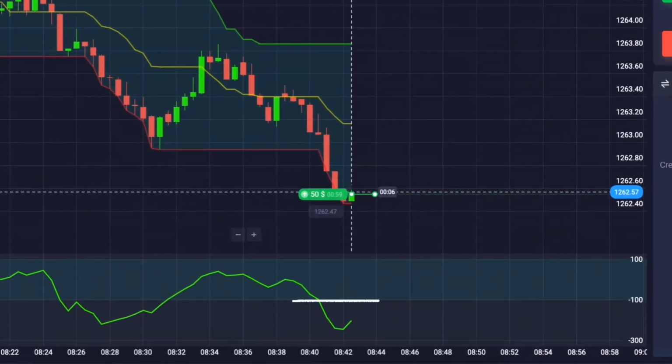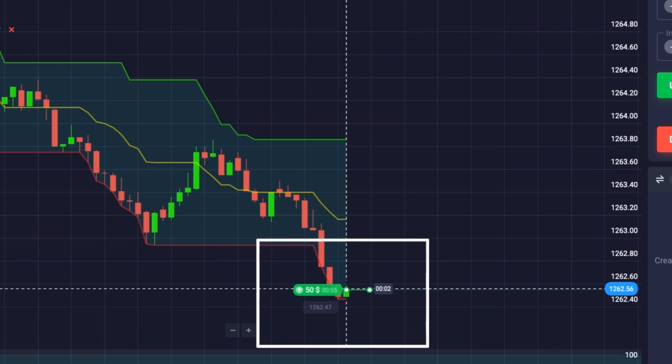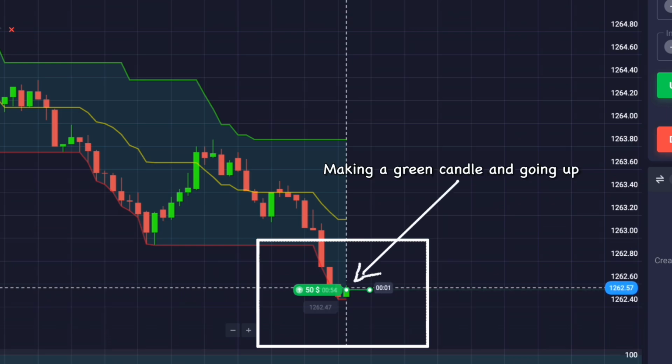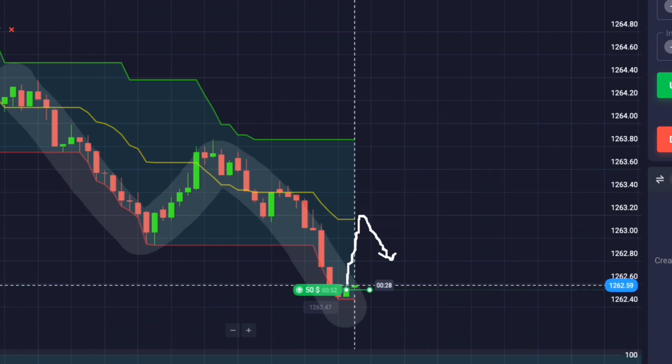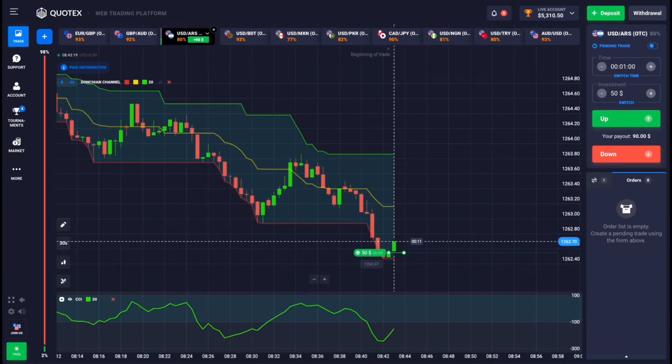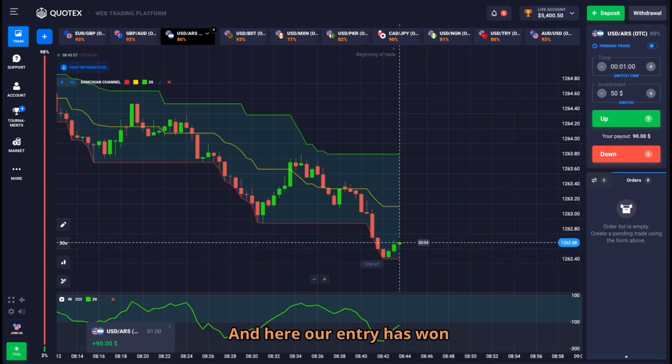Now here the moving average line of CCI had gone below -100, it has come almost near the -300 line, and now it has turned in the upward direction, and above in the Donchian channel, the market has started going up by touching the lower line and forming a green candle, so the market can go up to the middle line and come down again, because here also the downtrend is going on. And here our entry has won.